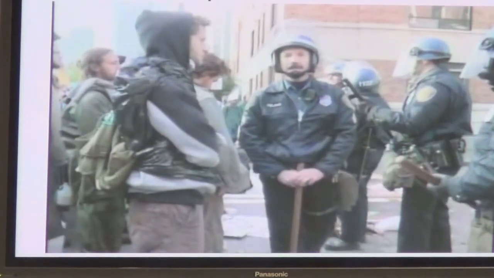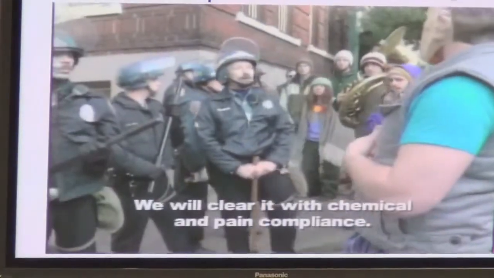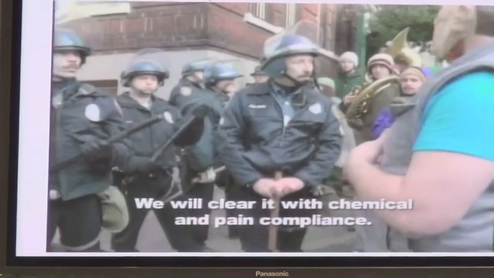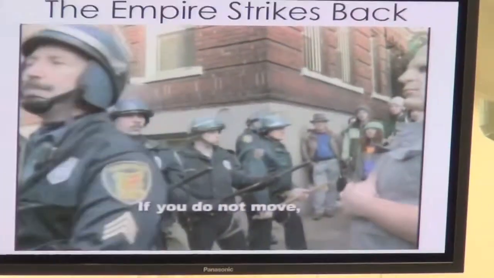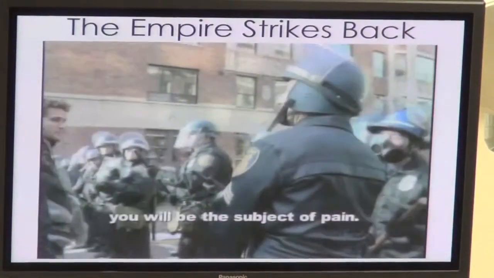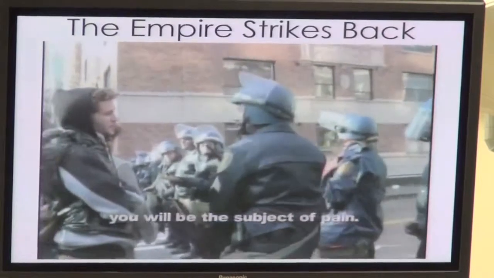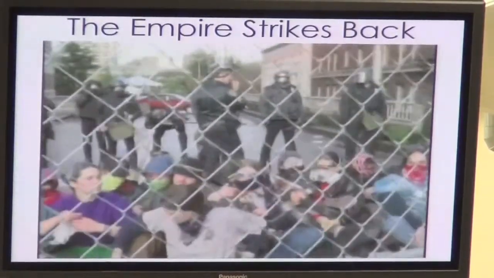We will forcibly remove you. This is the same guy a moment ago who was saying we won't hurt anyone if you're peaceful. Chemical means pepper spray in the eyes, and pain compliance means hitting people with sticks and shooting them with rubber bullets. But it's the same people doing the same peaceful protest, and this is very different from what he said yesterday.